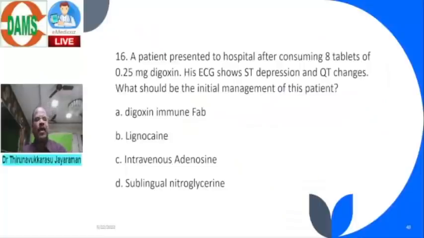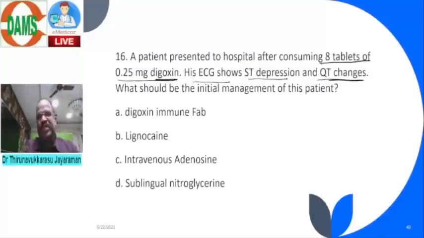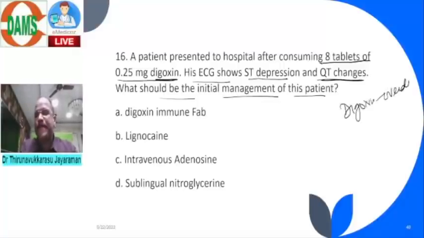Next, a patient presented to hospital after consuming 8 tablets of 0.2 mg of digoxin. His ECG shows ST depression and QT changes. What should be the initial management of this patient? See, the patient had digoxin overdose. And having the problem of ST depression and QT changes is definitely a serious emergency. For this case, we have to go for antidote.